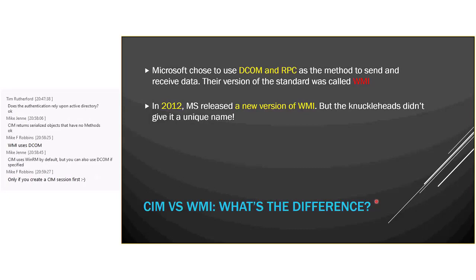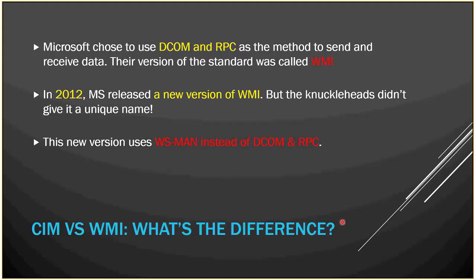Correct. In 2012, Microsoft went back and looked at WMI and knew that they could do a little better. They made a new version of WMI, but they didn't give it a unique name. The only difference is it uses this WSMan protocol that we talked about earlier. If you remember, WSMan means secure, authenticated, encrypted, versus DCOM RPC that doesn't have all those pieces.